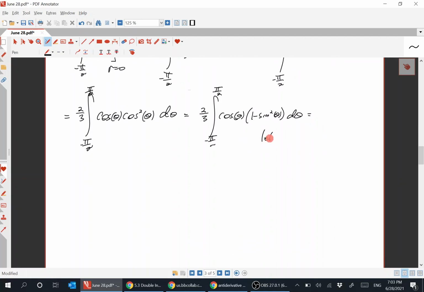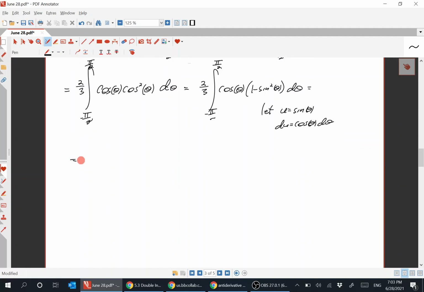So then you let u be sine of theta, so du is cosine of theta d theta. So here's your cosine theta d theta. That just goes away. And so this is the integral from where to where. We'll let u be sine theta. So at minus pi over 2, this is u equals minus 1 to u equals 1, right? Because u is sine of theta. 1 minus u squared du.